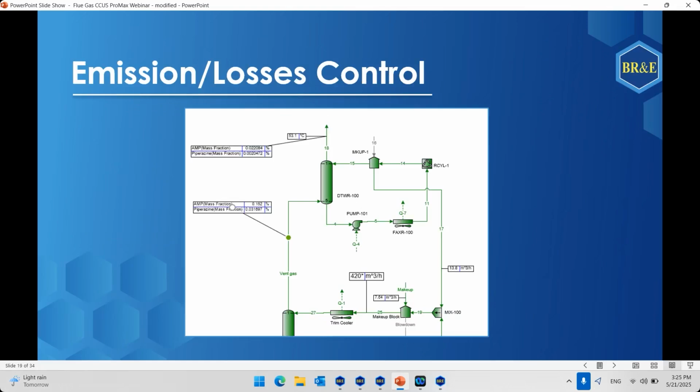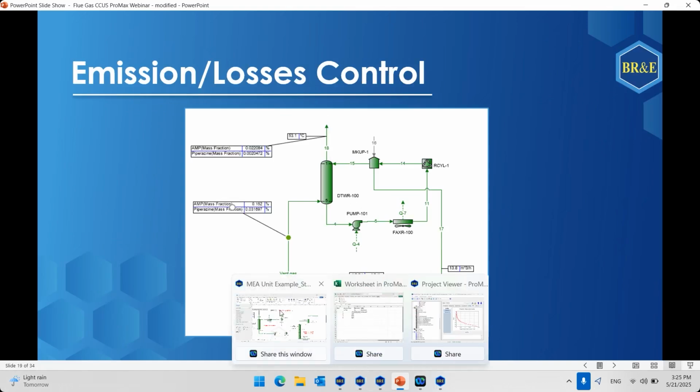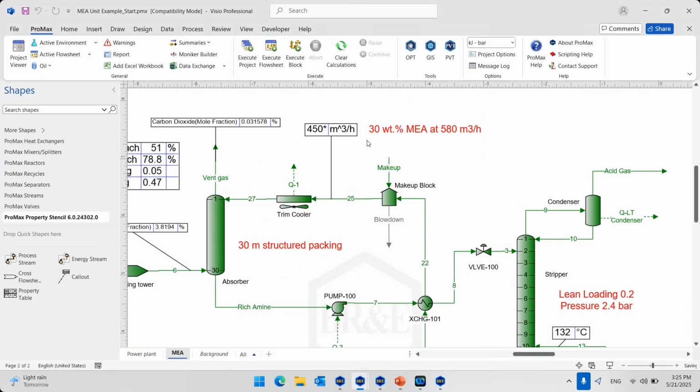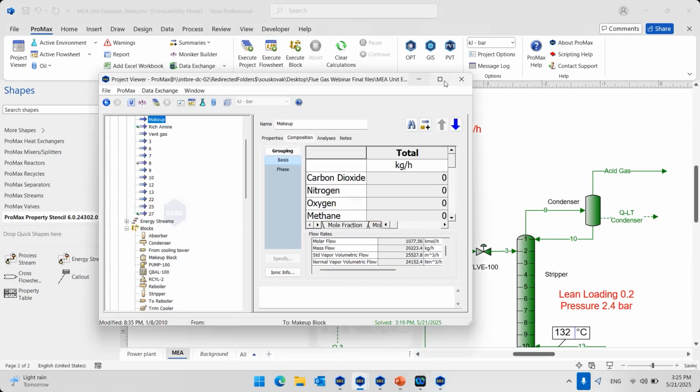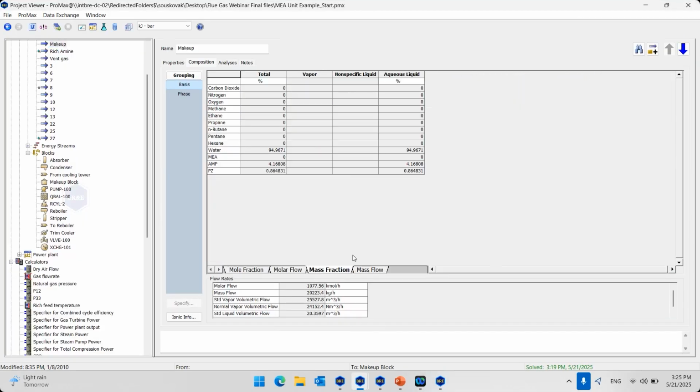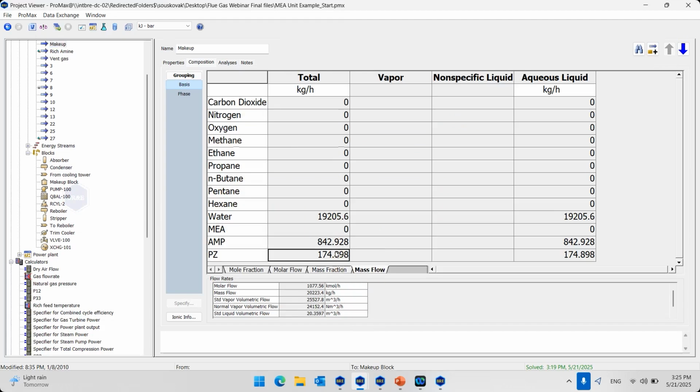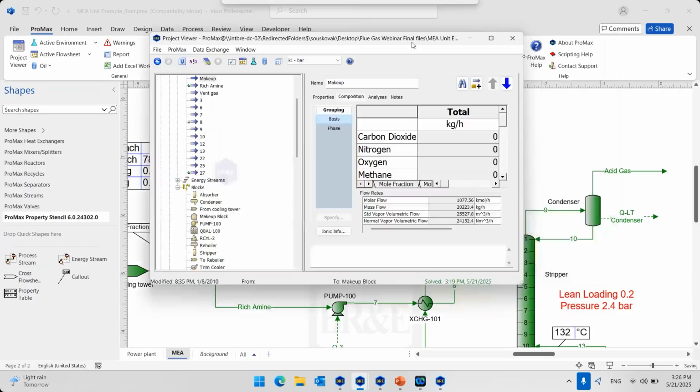One thing which will always be used is emission or losses control. So as I've showed you on the case of MEA, there were quite high MEA emissions. The same goes for the AMP piperazine case. So if I check this makeup stream, I'll be able to see that I'm losing quite a lot of AMP and quite a lot of piperazine. Definitely not something I want to do, right? And especially AMP and piperazine, they're more expensive than MEA. So we don't want to have losses.